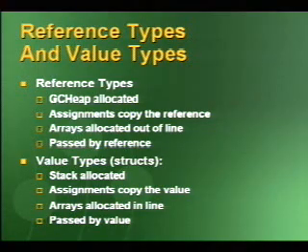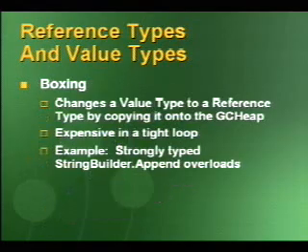Arrays of value types are allocated in a contiguous block of memory. There's not pointers to those. It's allocated inline. And they're passed by value. So a copy of the entire data is passed.